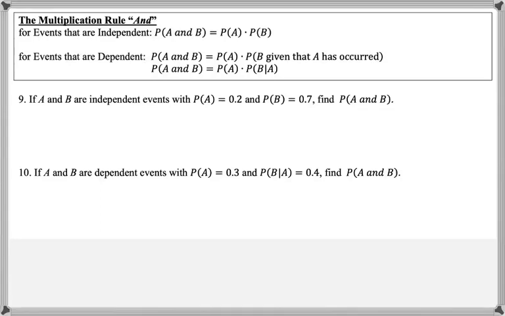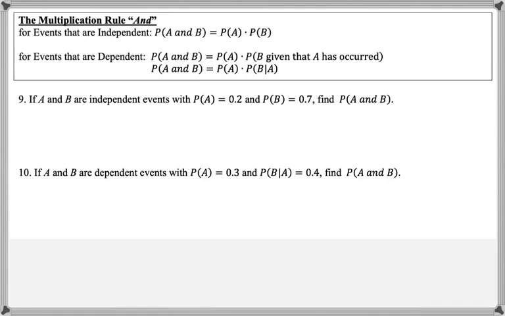Next, we are looking at the multiplication rule for probability, which is used when we see the word "and". So for events that are independent, the probability of A and B is equal to the probability of A multiplied by the probability of B. So we just multiplied the two probabilities together.